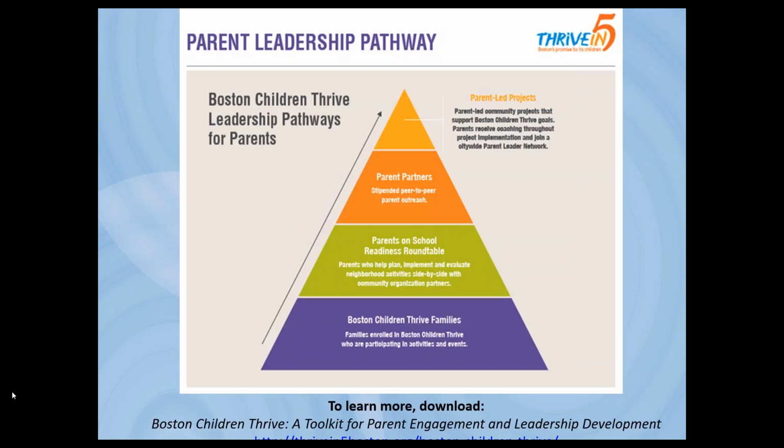So Thrive in Five started in 2008 as a public-private partnership between the City of Boston and the United Way of Massachusetts Bay and Merrimack Valley. Thrive in Five ended fairly recently in June 2016, but much of the work continues on at United Way. Thrive in Five was a collective impact organization that aimed to support the school readiness of Boston's youngest children. And we did this through focusing on three key areas, which were quality early education, healthy child development, and community and family engagement. And this last piece is what I'll be talking about today. We did that through a program called Boston Children Thrive.